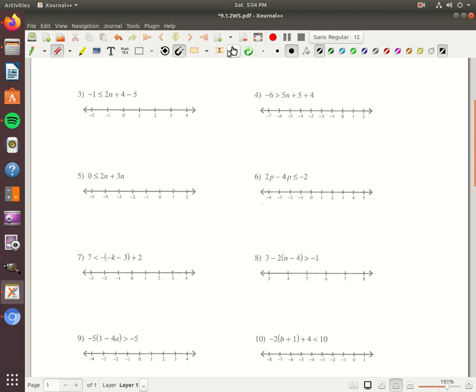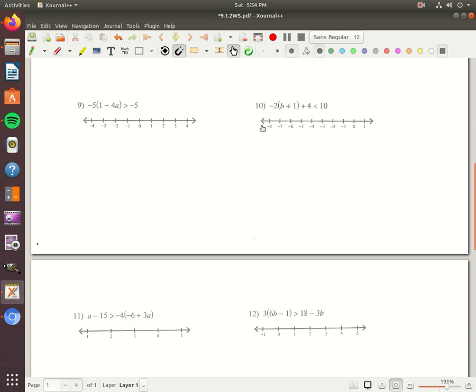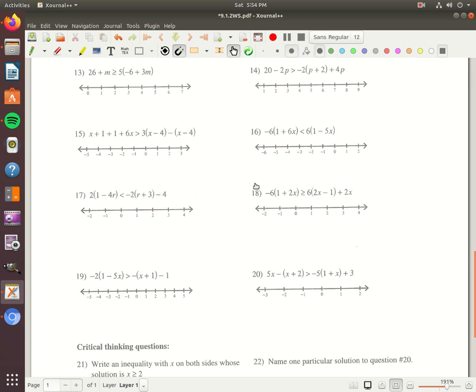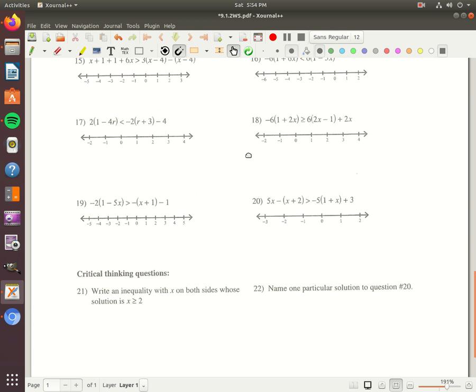I don't know why I'm erasing that. It was a waste of time right there. As we move to the back side, obviously there's some distributing going on. There's some word problems. I don't know if you're going to find this stuff difficult or not.